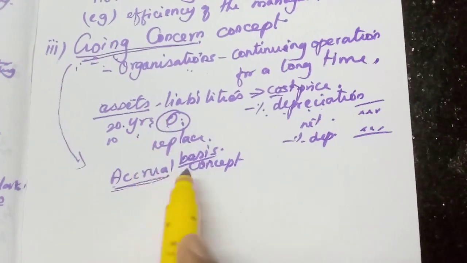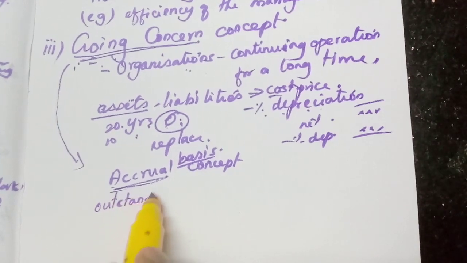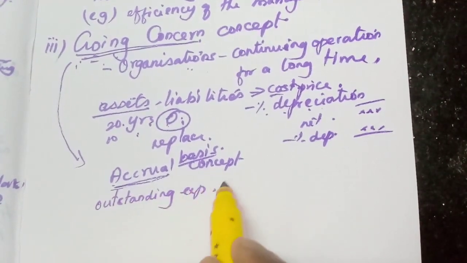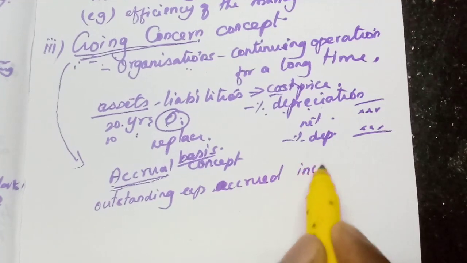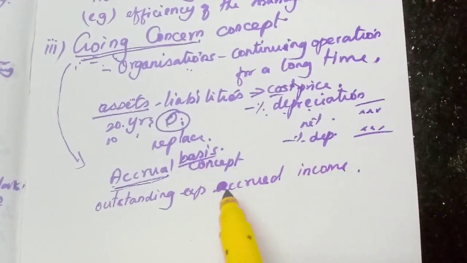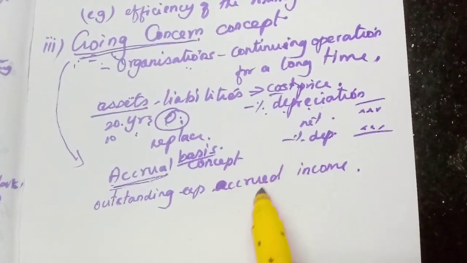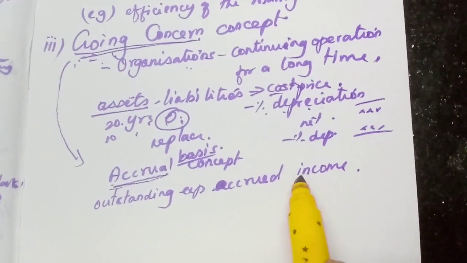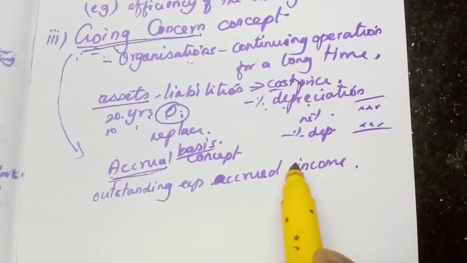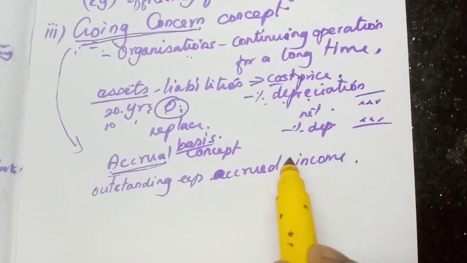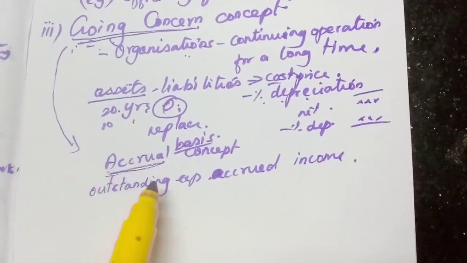Then we will calculate the outstanding expenses, then accrued income, all these are based on this going concern concept. We never imagine that we are going to run this institution for a short period, so that we need to complete all the receipts and payments within a year. We never think that way. What we think is that next year's items we have to take in the next year. This one will be explained in another concept. You will understand there. Okay.